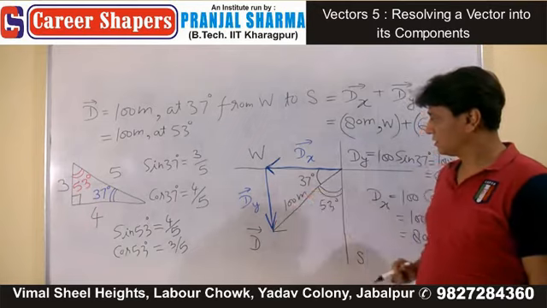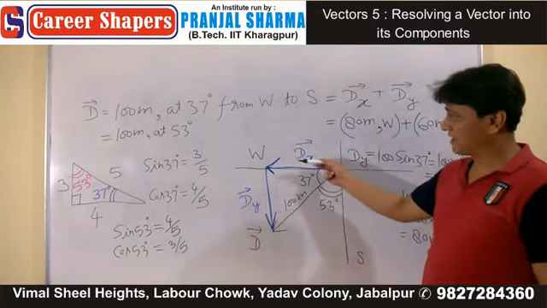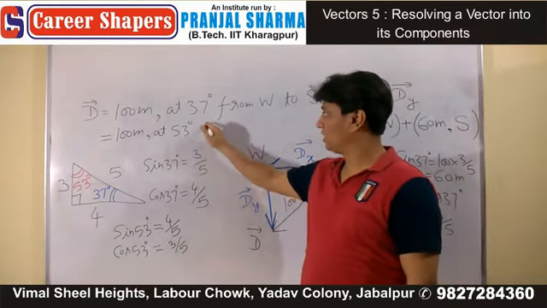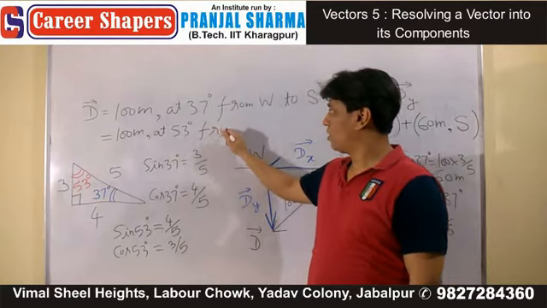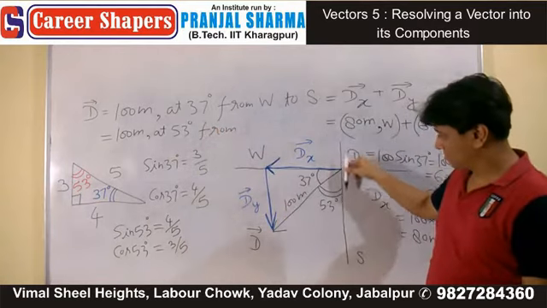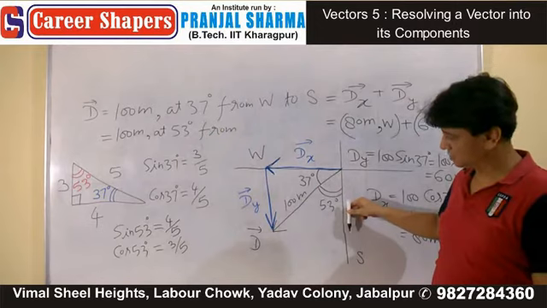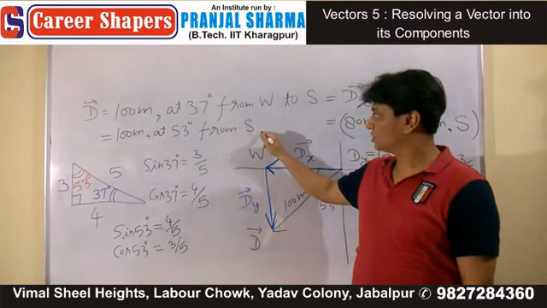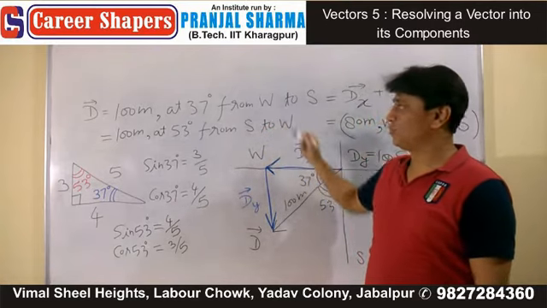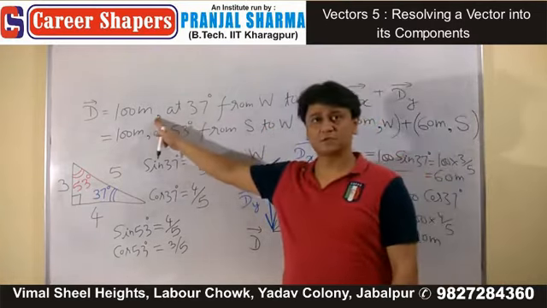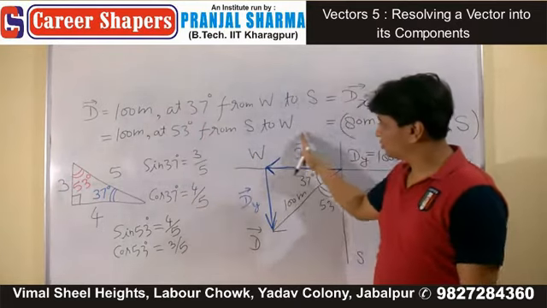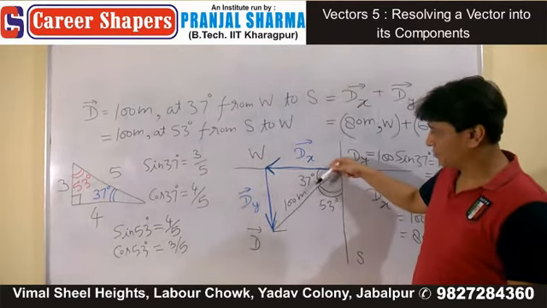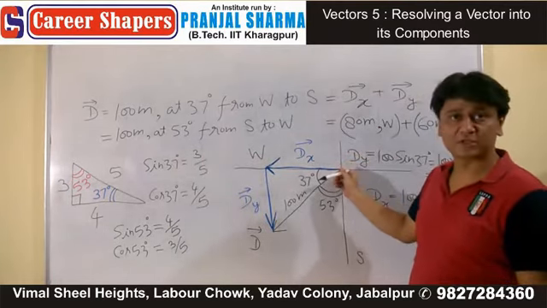So instead of saying 37 from west, I can also give you at 53 from south towards west. From south to west. This is same as this. 100 meters, 37 from this side or 53 from this side.